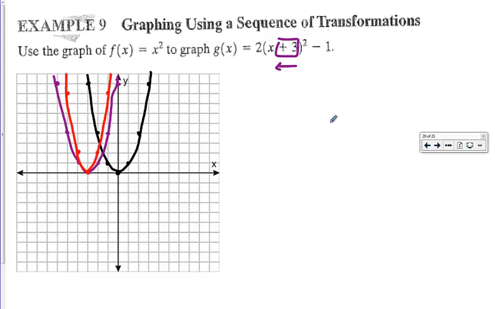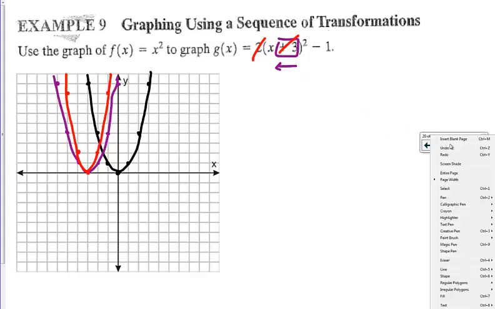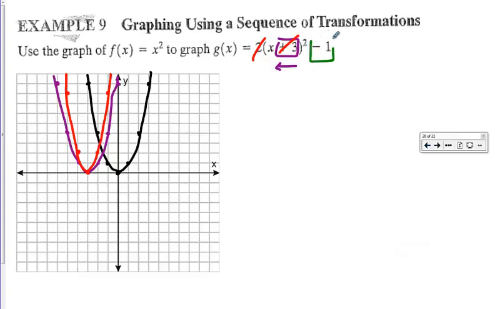The next thing on this one: I've done my horizontal, I've done my stretching. I only have one thing left, because I don't have any reflecting since it's positive. So my last piece is just this vertical shift. I'm going to take every point and move it down 1 unit. So this one comes down here, this one here, this one here, here, and here. So it looks like this. Okay, so that's my final answer. And this is your assignment for today.